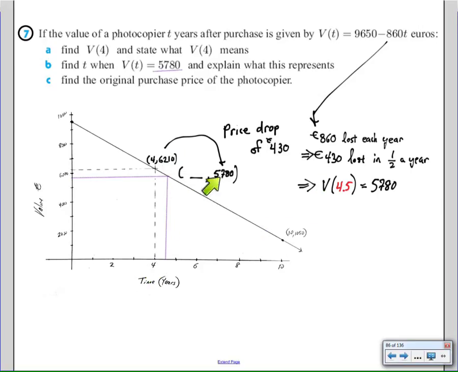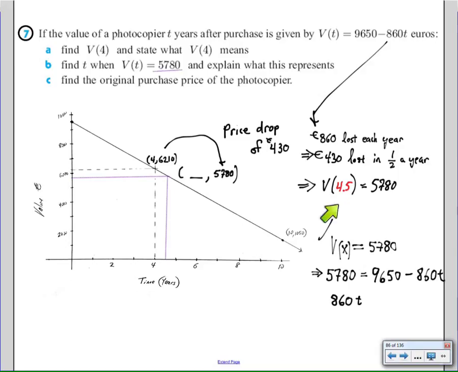My common sense, dropping 860 to 430, that confirms my answer as well. But this is an algebra class, so I want to verify that I'm capable of doing my algebra. So here's the notation that's required. V of x equals 5780 means 5780 is equal to, well, V of x in its alternative form. I add 860t to both sides. I subtract 5780 from both sides.